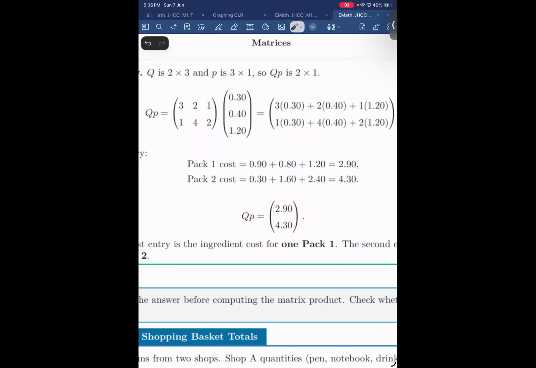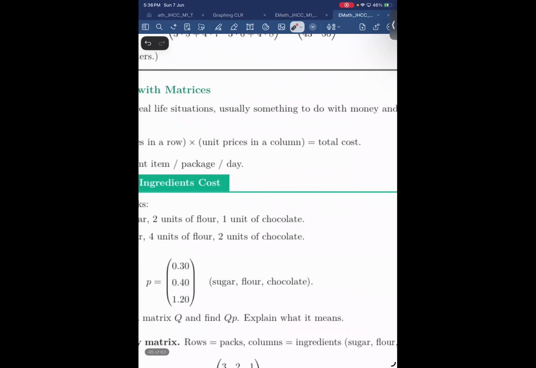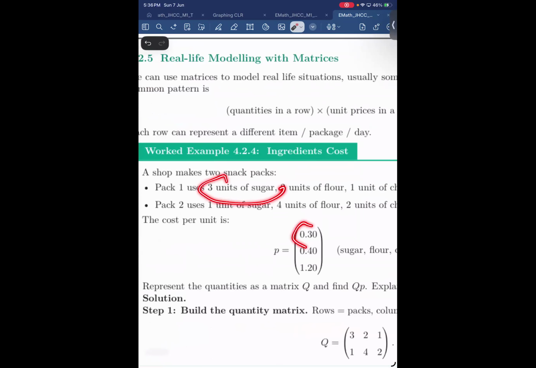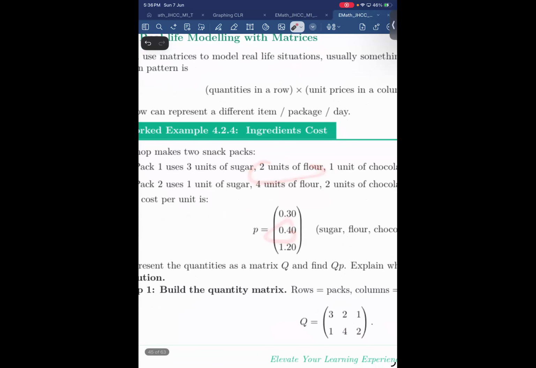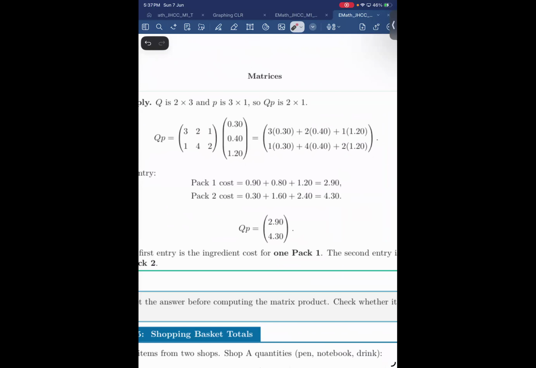So if we look at this, 3 times 30 cents plus 2 times 40 cents plus 1 times 120. You will see that 3 units of sugar times 30 cents means pack one's cost for sugar. Then 2 times 40 cents is pack one's cost for the flour. And then lastly, 1 times 120 is pack one's cost for the chocolate. So if you look at it this way, you will easily see that's the cost to make one pack one. That's simple enough.